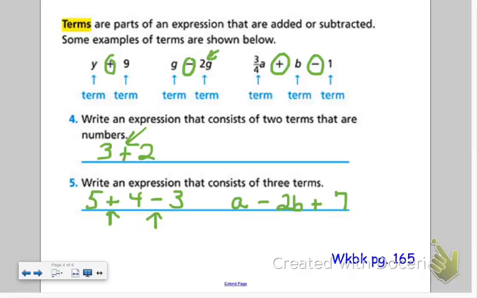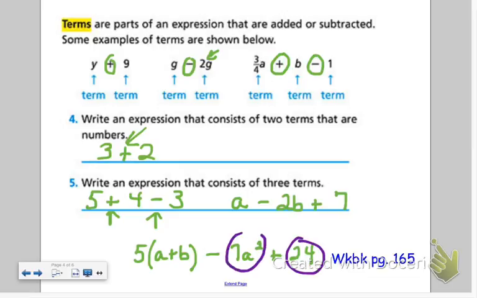If you want, you can get fancy. Let's see, I can do 5 times the sum of a plus b minus 7a to the second power plus, we'll go with 24. There's 3 terms there, believe it or not. I know it looks really big, but there are really 3 terms there. 24 is a term. 7 times a to the second power, that's a term. And 5 times the sum of a and b, that whole thing is actually a term as well.